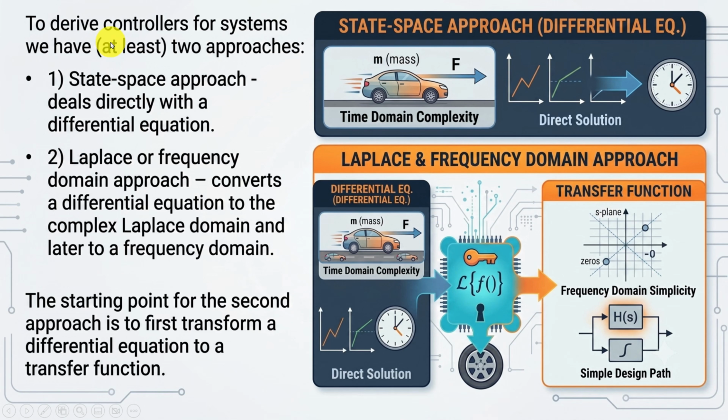Namely, to derive controllers for systems, we have at least two approaches. The first approach is the state space approach. This approach deals directly with the differential equation by transforming it into a system of first-order differential equations and then deriving controllers. And the second approach that we will cover in this video tutorial is the Laplace or frequency domain approach. This approach converts a differential equation to the complex Laplace domain and later to a frequency domain. The starting point for the second approach is to first transform a differential equation to a transfer function.